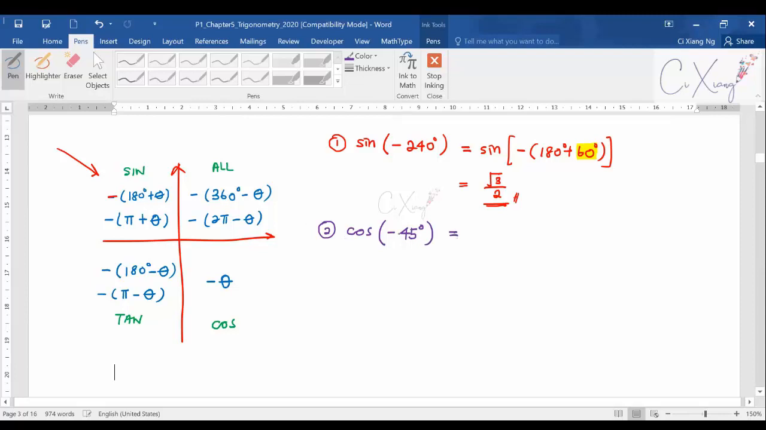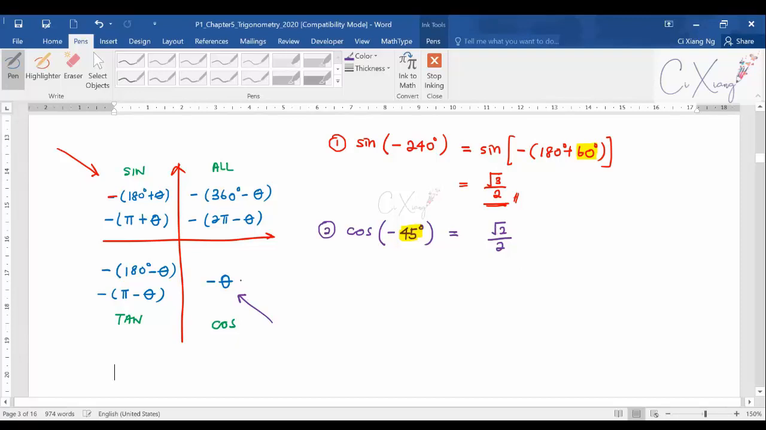For cos negative 45, first of all, you have to see which quadrant the angle belongs to. So negative 45 belongs here, right? So theta means 45, and theta is the basic angle. So 45 is the basic angle. What is the value for cos 45? The value for cos 45 will be square root 2 over 2, or you can write it as 1 over square root 2 also.